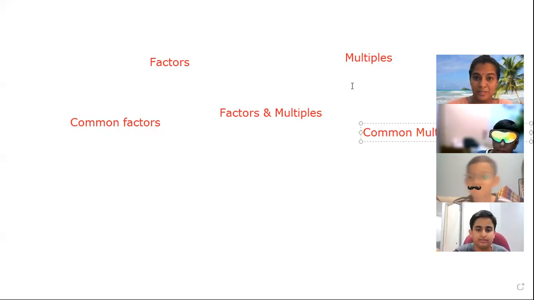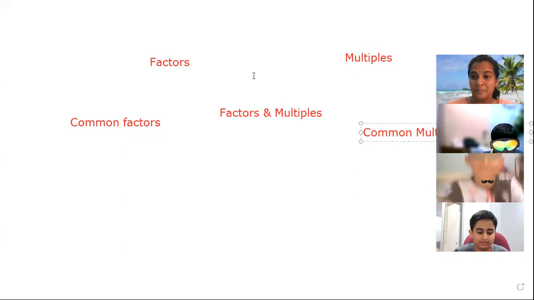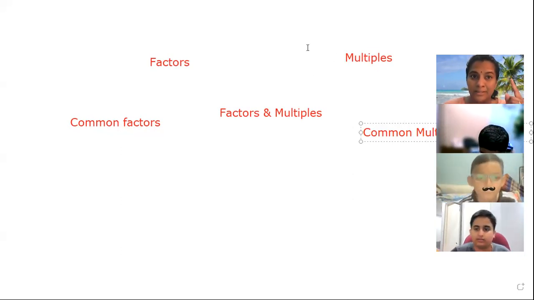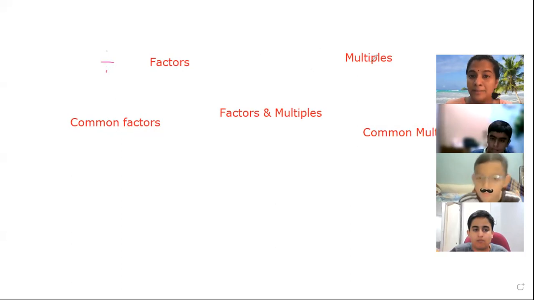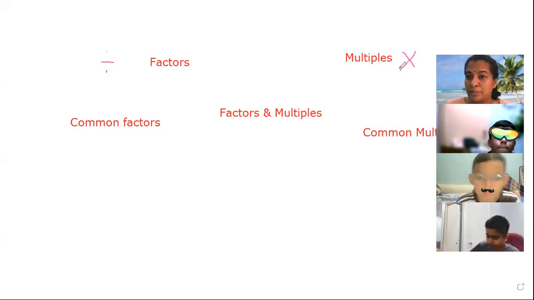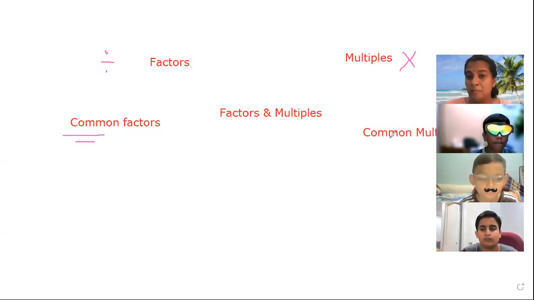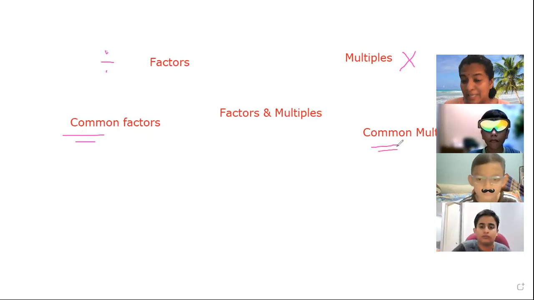So you see, first you learn factors. On the other side, you learn multiples. Now remember this. Factors are operations of division. Multiples are operations related to multiplication. Later, we will go through it again. Common factors are the same factors for two numbers. They are common. Same goes for common multiples. They are the same multiples for two given numbers.